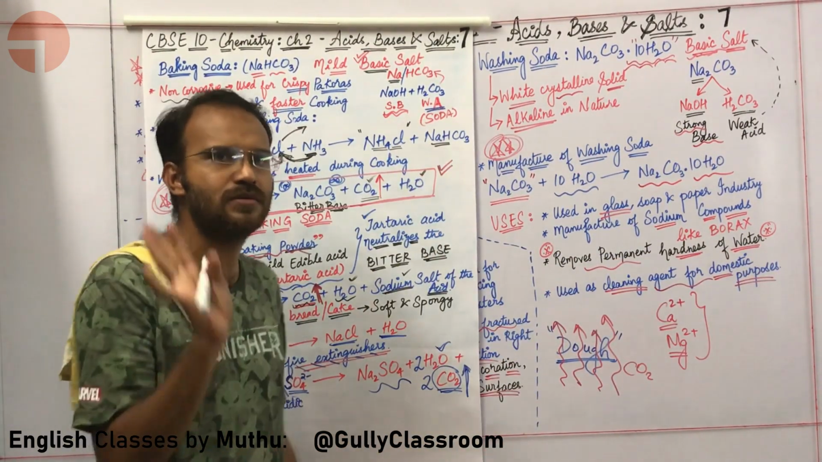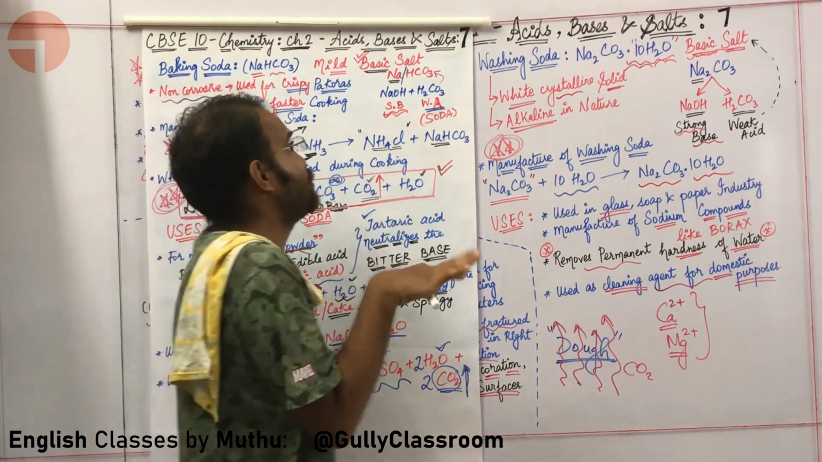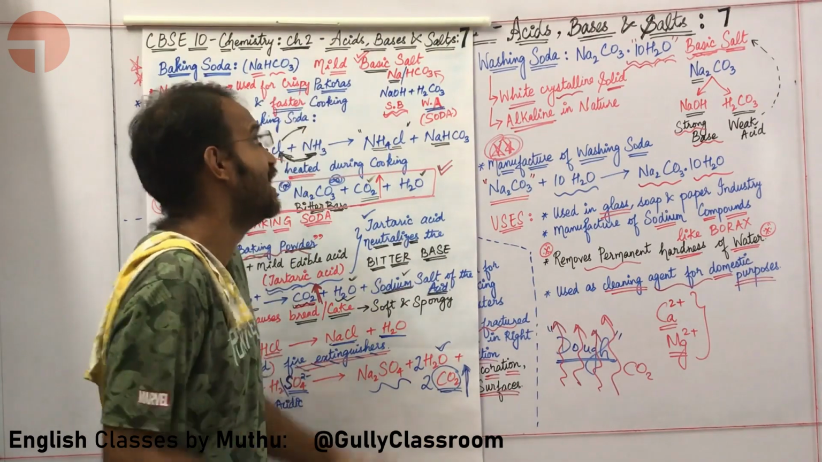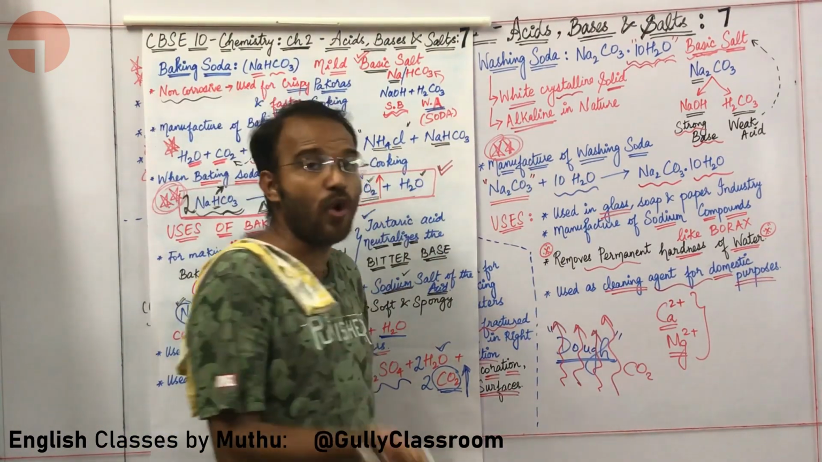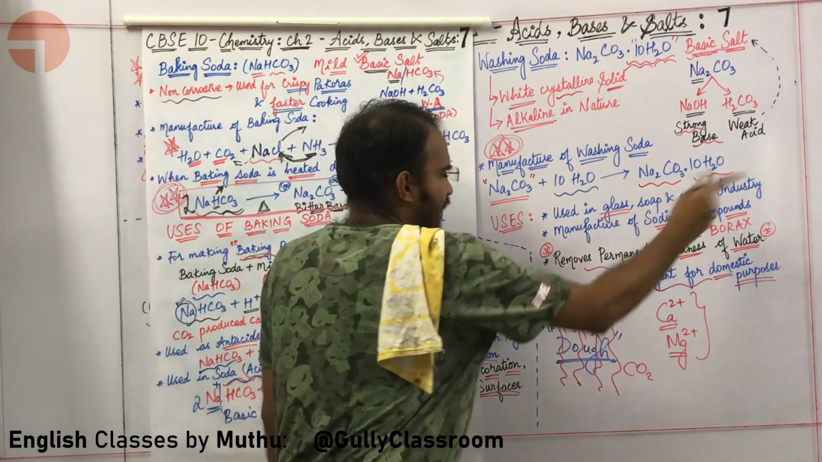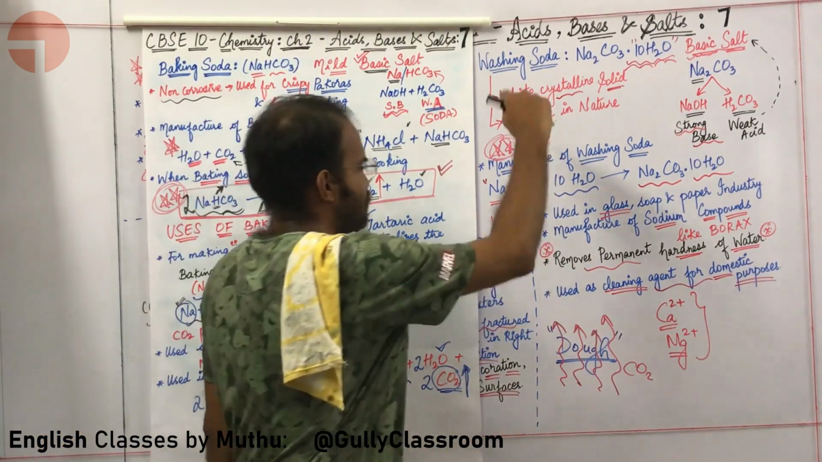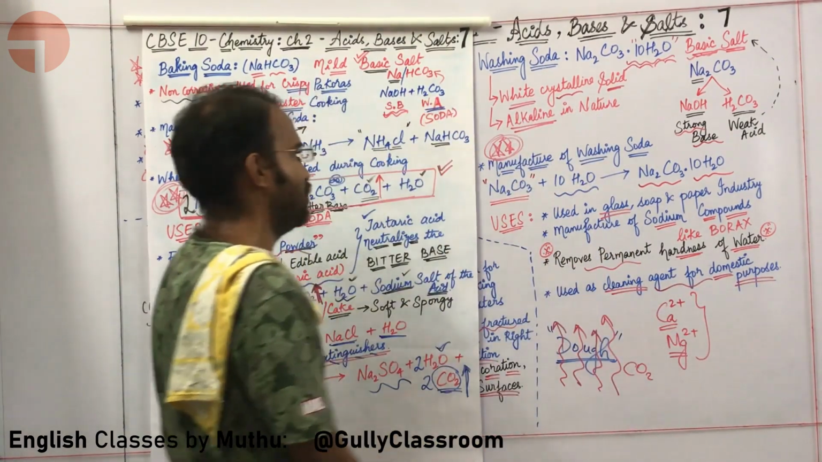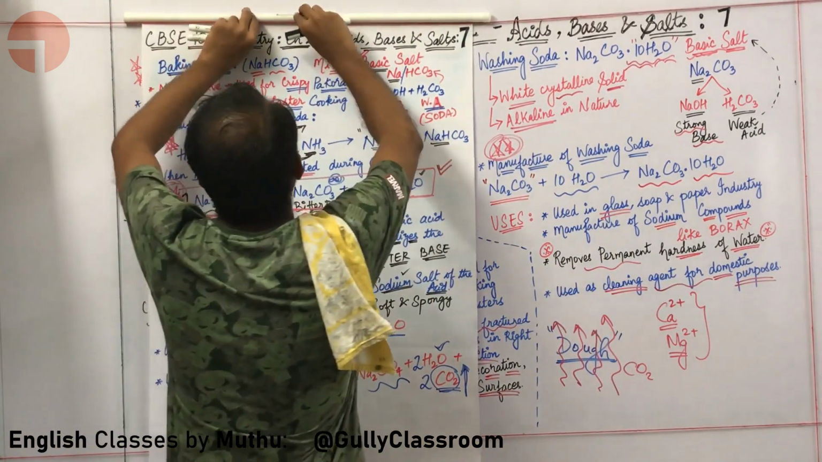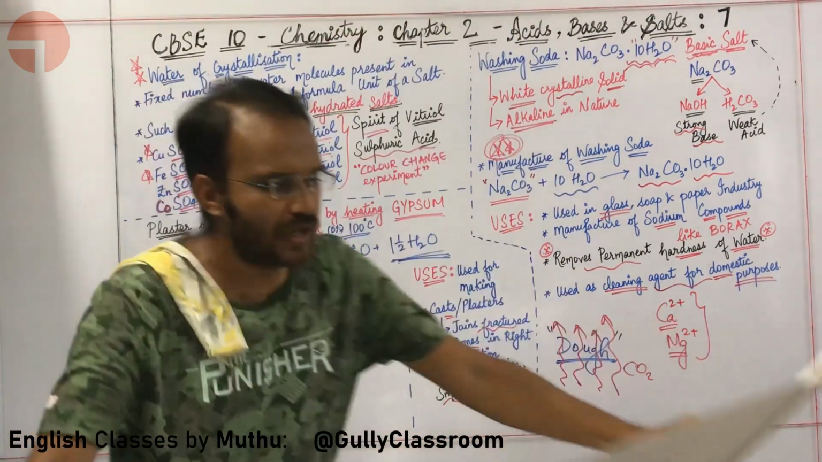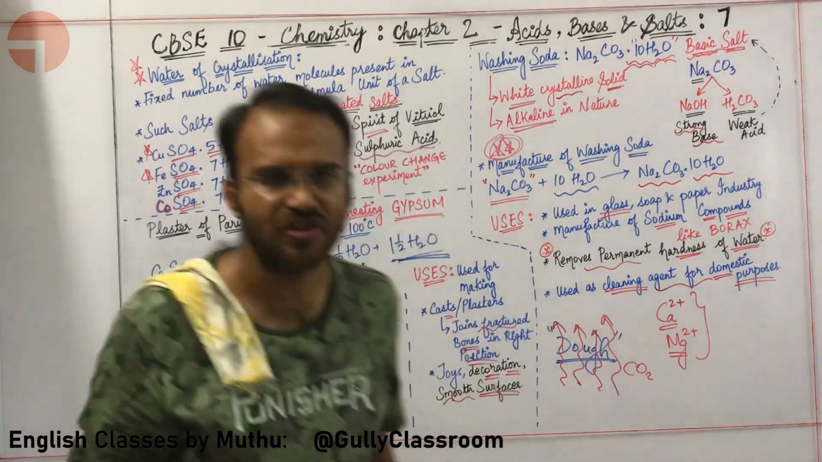In fact, a lot of questions can be asked like, which compound is used for removing the permanent hardness of water? We are always using washing soda or Na2CO3.10H2O for removing the permanent hardness of water. Also, washing soda is used as a cleaning agent for domestic purposes. Okay, sir. Now, can we go for learning water of crystallization?